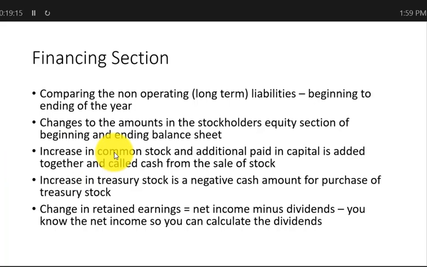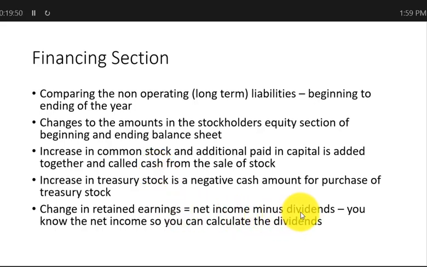Any increase in common stock and additional paid-in capital is added together. When we sell stock for cash, we credit both common stock and additional paid-in capital. So we're going to take the differences for those two, add them together, and that's going to be the cash received from the sale of stock. Any increase in treasury stock is a negative cash amount for the purchase of treasury stock in the financing section. And then we have our change in retained earnings.